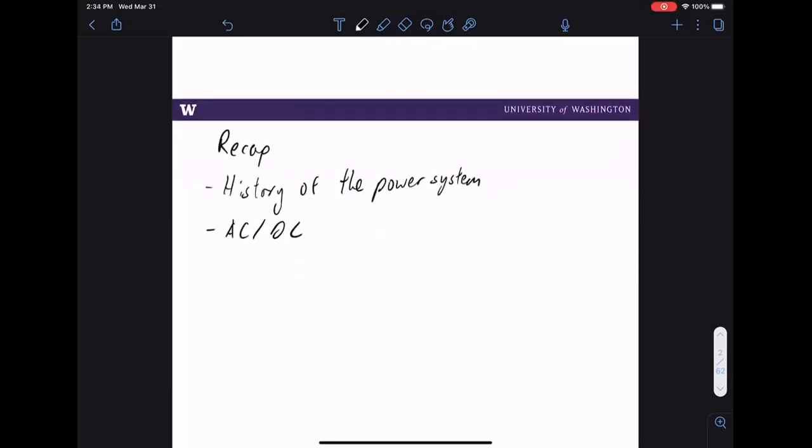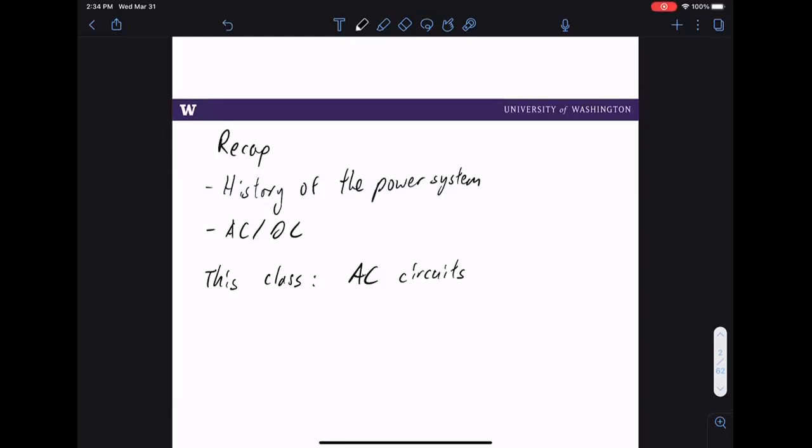A clarification: this class will be on AC circuits. This should be things you have seen before. It's just a review, to put it into the context of the power system, whereas before you have maybe seen it for low voltage circuits. So here we're going to put it into context for power systems.